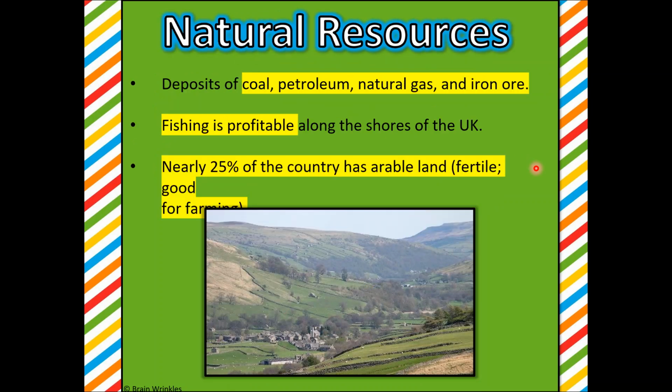When it comes to natural resources: coal, petroleum, natural gas, and iron ore. Guys, we talked about a little hack, right? Most of the time, if we say, what natural resource does a country have? If you say coal, most of the time you will be correct. Of course, fishing will be very profitable because they are an island. That means they're surrounded by fish. And 25% of the country has arable land. Again, what does arable mean? It means good for farming.